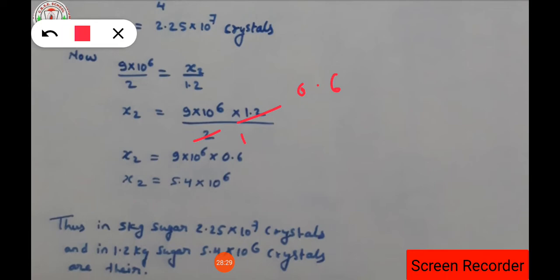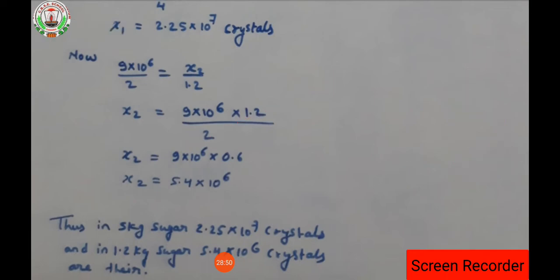It will be 1.2, which gets cancelled in the table of 2, how many times? 0.6. So 9 into 10 to the power 6 into 0.6. Okay, so 9 will be multiplied with 0.6. So how much will you get? The answer will be 5.4 into 10 to the power 6. 10 to the power 6 is already present here in the question. That's why.